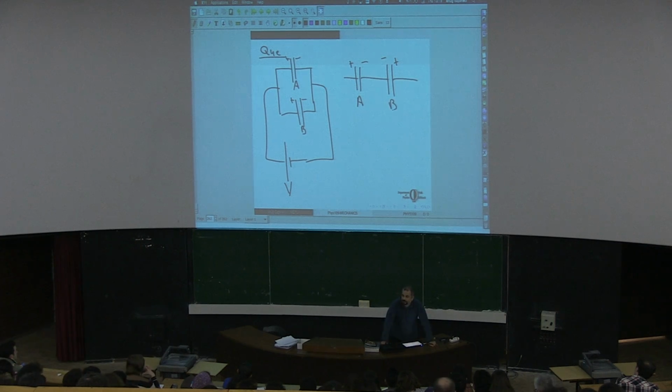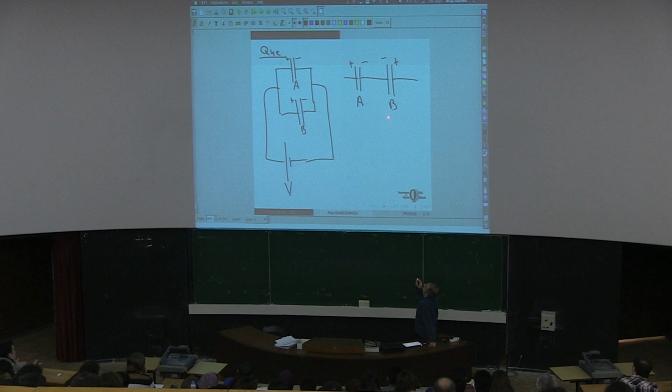So what should happen? Nothing. What do you mean? Nothing should happen. Aren't they in equilibrium now? Nothing changes. And we have negative charges over here, negative charges over here. So all this conductor has a net negative charge.